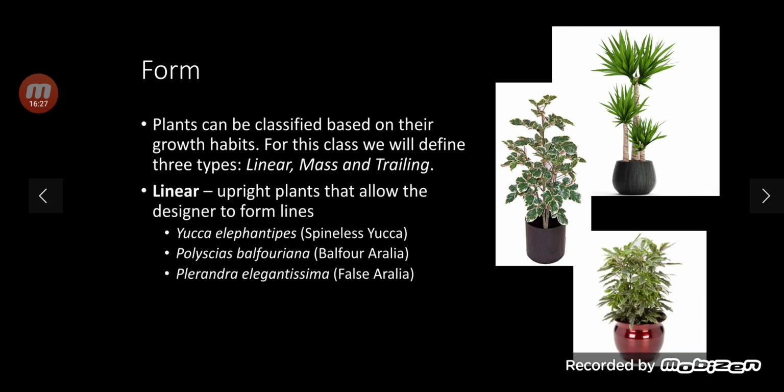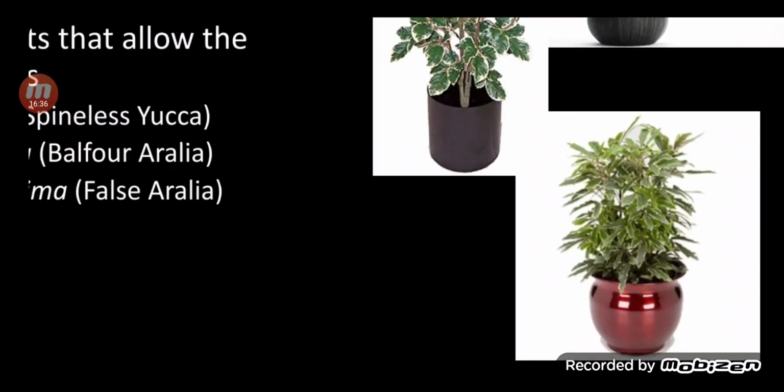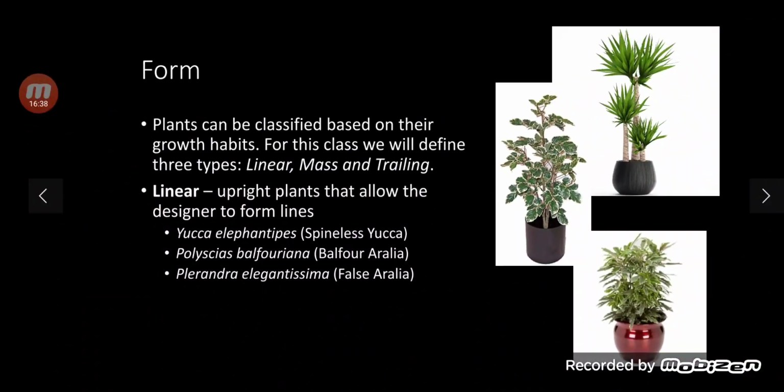Plerandra elegantissima, false aralia. There's a yucca in the back. That's all I know.